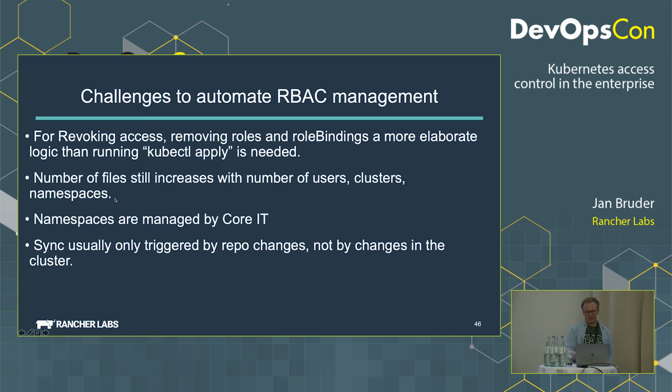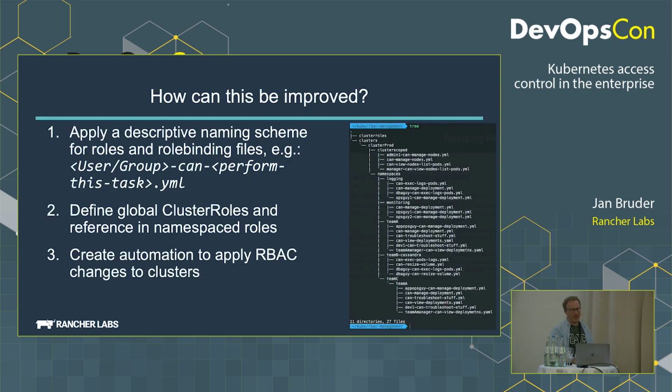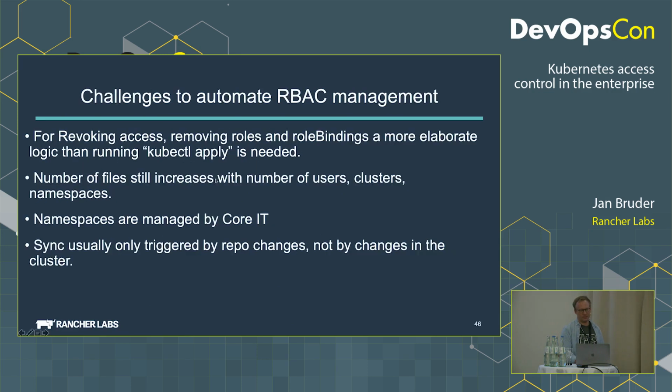And of course, the number of files will still increase every time you get a new cluster or you create a new namespace. You will have more files. And another thing is that, because you have this central repository, namespaces now become a resource that the Kubernetes admin manages. So maybe every time a team wants a new namespace, because they have a new component in their microservice which they want to run in a new namespace, now they have to write a ticket to Core IT to provision a new namespace.